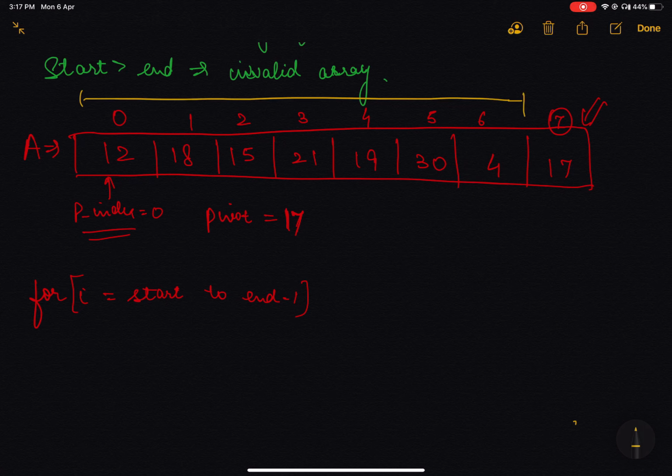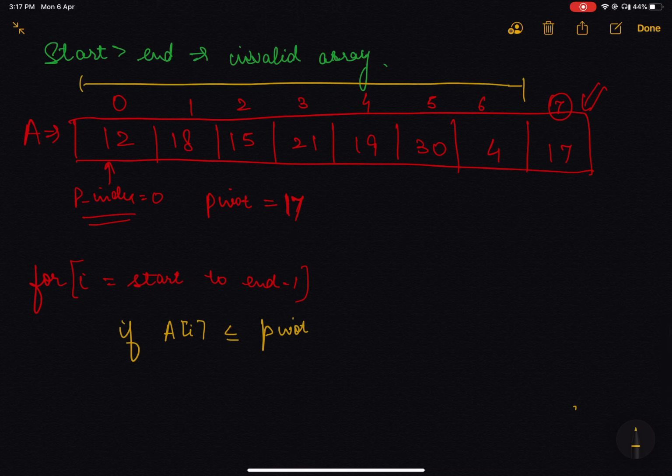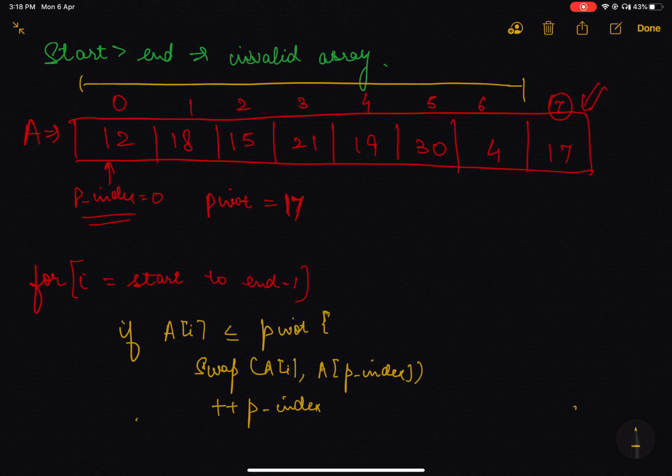At each iteration of the loop we'll check if the element at index i is less than or equal to the pivot element. If that is less than or equal to the pivot element, we swap the element at A[i] with the element at pivot index, and we increment the pivot index by 1. Let us see how this will run.